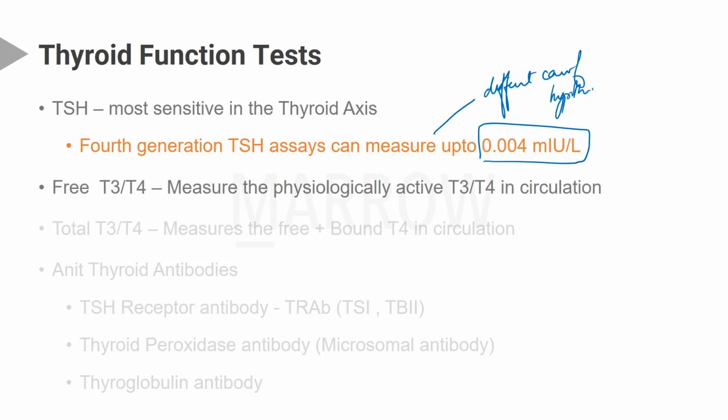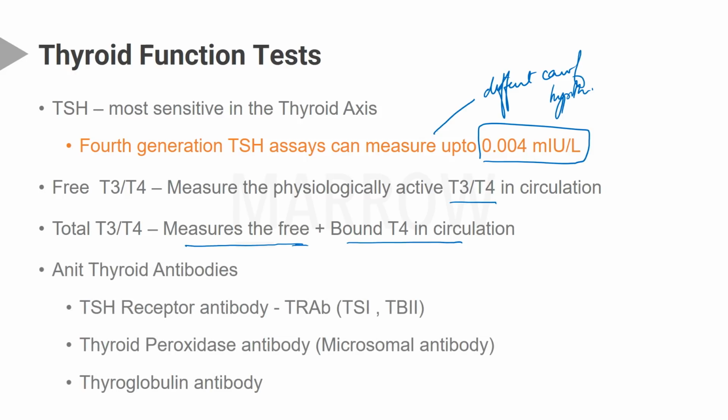Free T3 and T4 measure the physiologically active T3 and T4 in circulation. Total T3 and T4 basically measures the free plus bound. Okay, straightforward. One confusion is this set, right? Anti-thyroid antibodies. Actually, it's not your fault because there are different and confusing nomenclature, right? So we'll clarify all of this.